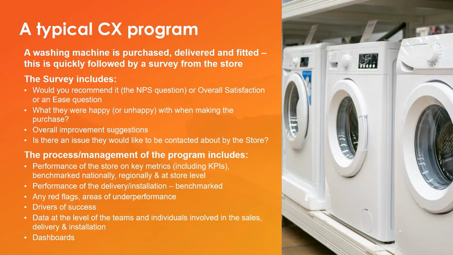The process management of the program will include, first of all, creating some key metrics, so the key performance indicators, for example, for the store. And we're going to benchmark those nationally, regionally, and at the store level. So is this store getting better or getting worse? We're going to look at the performance of the delivery installation, benchmarked again nationally, regionally and at the store level. We are probably going to look at how the individuals who made the sale performed. How did the individuals who delivered and installed the washing machine perform? We're going to identify any red flags or areas of underperformance.